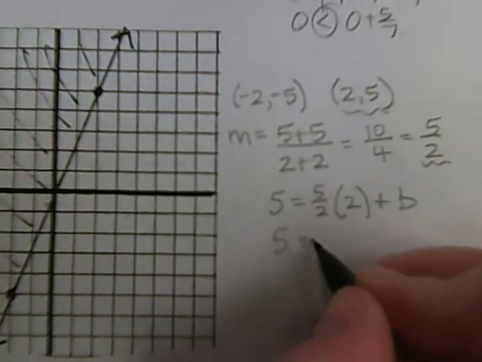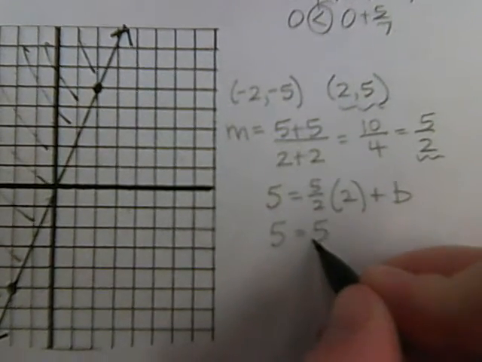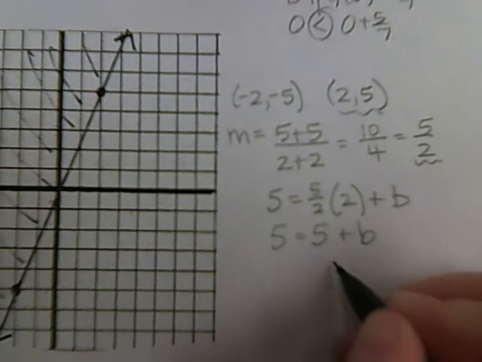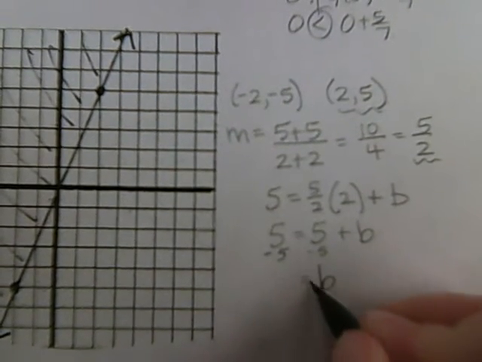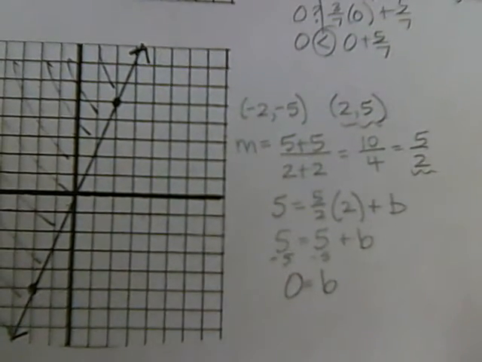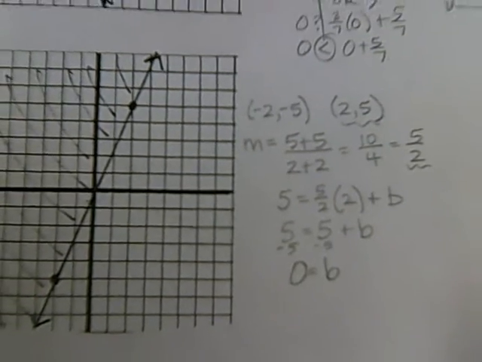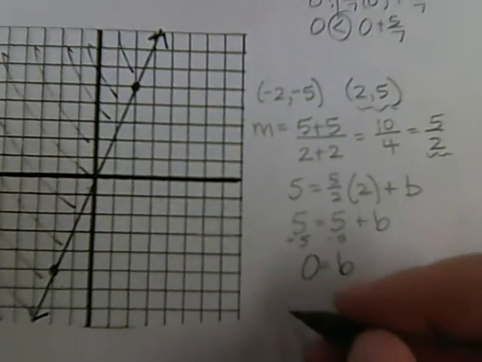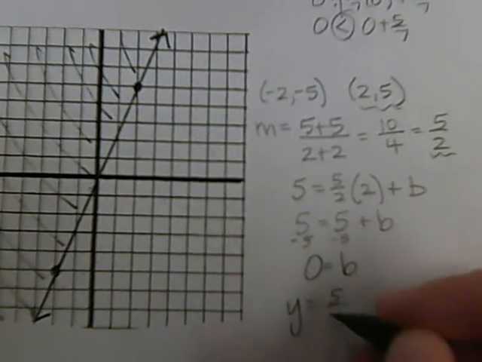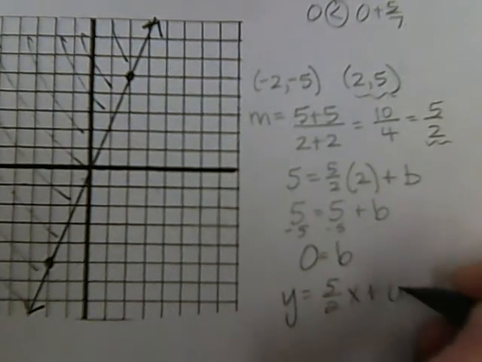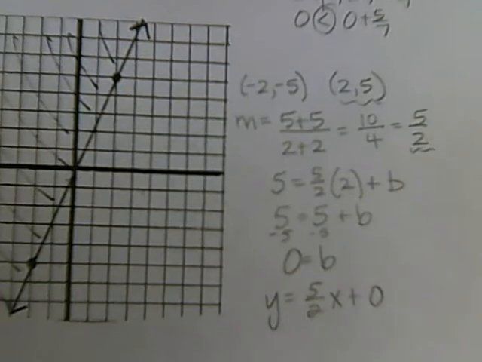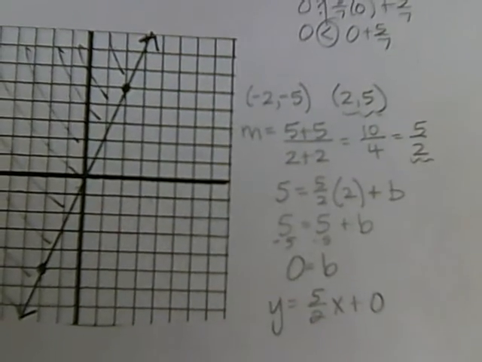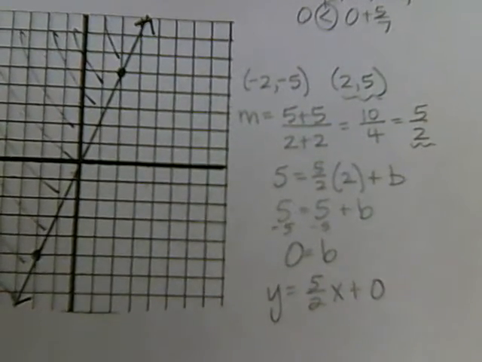That would be 5 equals 10/2 or 5 plus b. So b would be 0. My y-intercept was 0. Okay, so that means my equation is y equals 5/2 x plus 0. You really don't have to have that 0 there, but I like to put it there as a placeholder so that you guys remember that's where b goes.